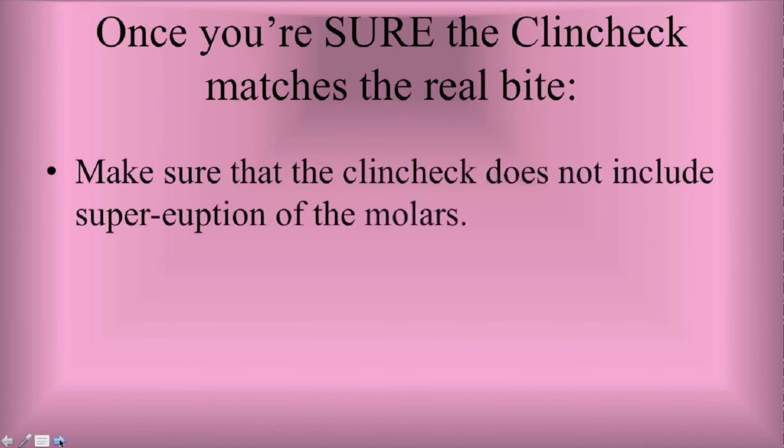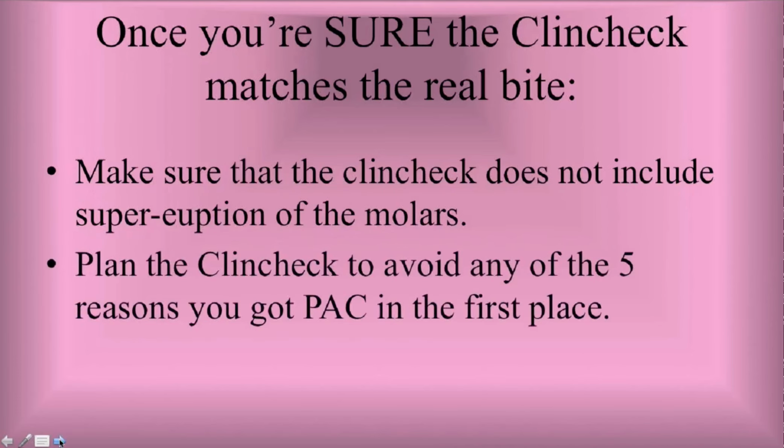Once you're sure the ClinCheck matches the real bite, then you make sure that the ClinCheck does not have super eruption of the molars. That is to say, the aligner is not trying now to super erupt and close that space. That's very counterproductive. That's the very reason you didn't use the aligners cut off to allow secondary super eruption. So make sure that your ClinCheck doesn't show, oh, we're going to pull these molars out of the socket, we're going to pull these bicuspids out of the socket. That's the last thing you want. And then plan the ClinCheck to avoid any of the 5 reasons you got into premature anterior contact in the first place. You have to avoid all of those.